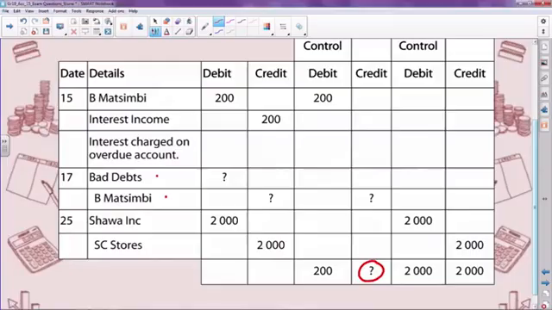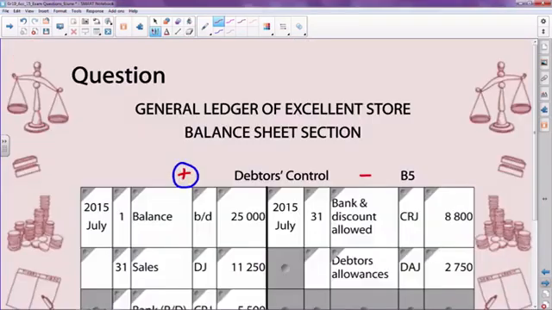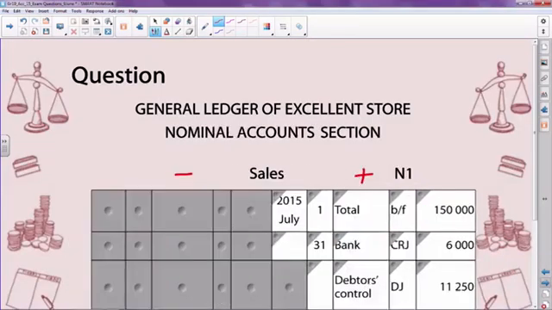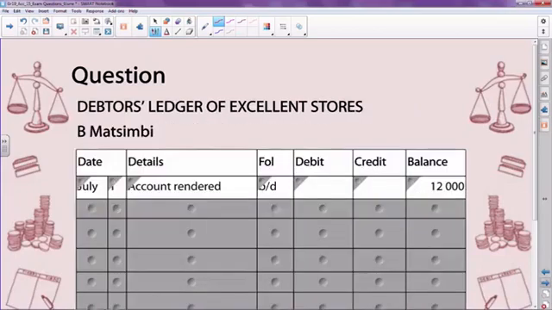So let's go and see. Again, the debtors ledger for Matsimbi will look like this, and I will always say plus minus equals y, because it's a debtor and the debtor is an asset. Now, what's the best process of starting? I need to start with the first date of the month and then follow through.